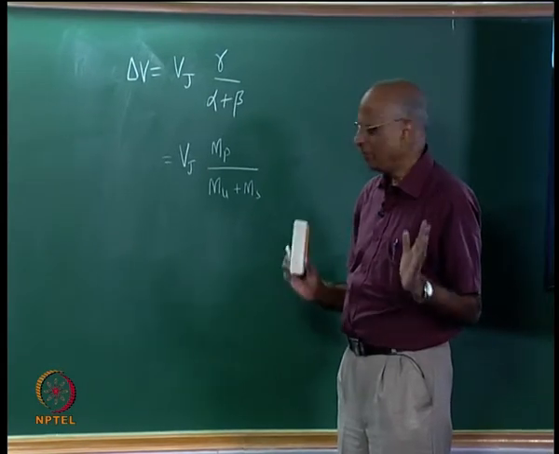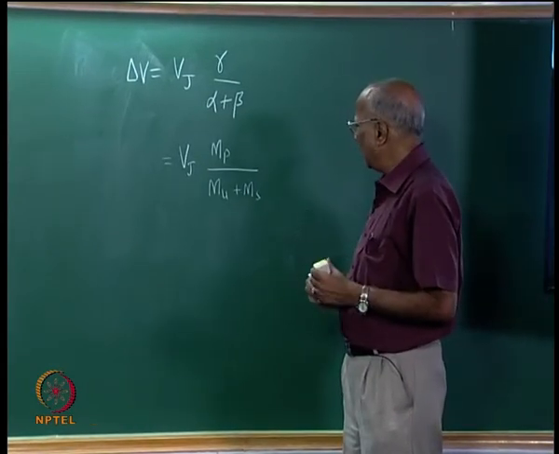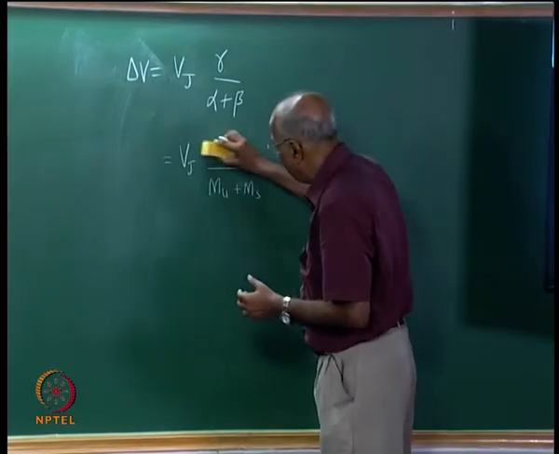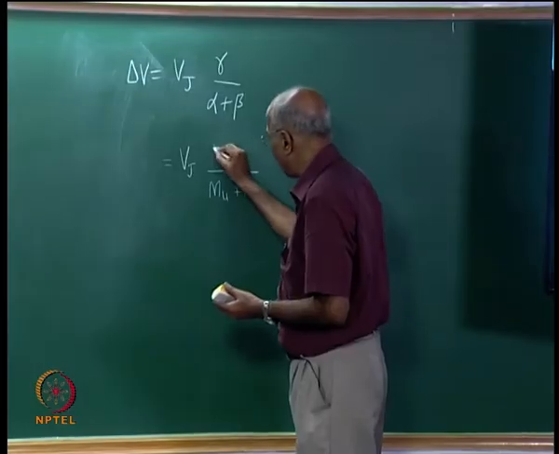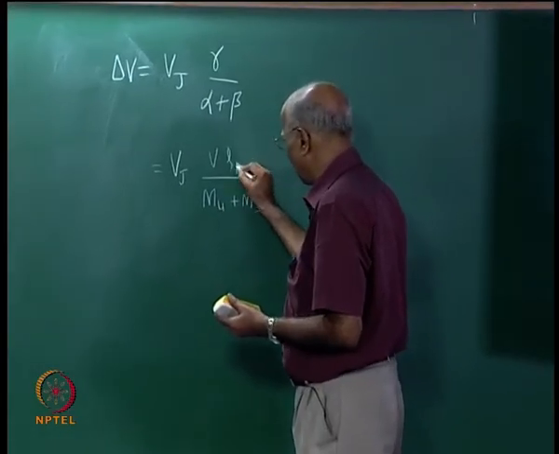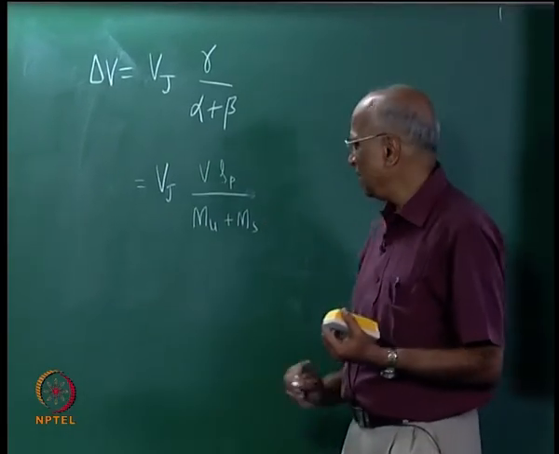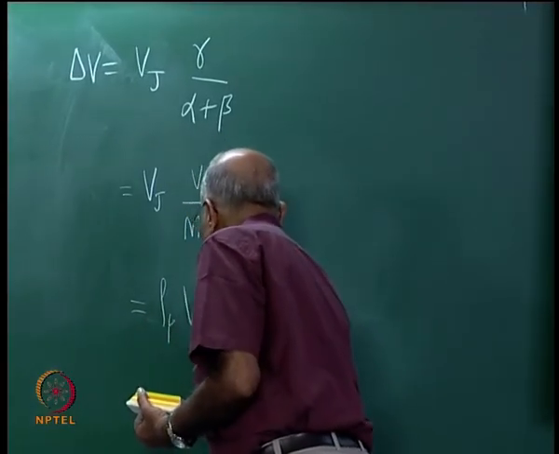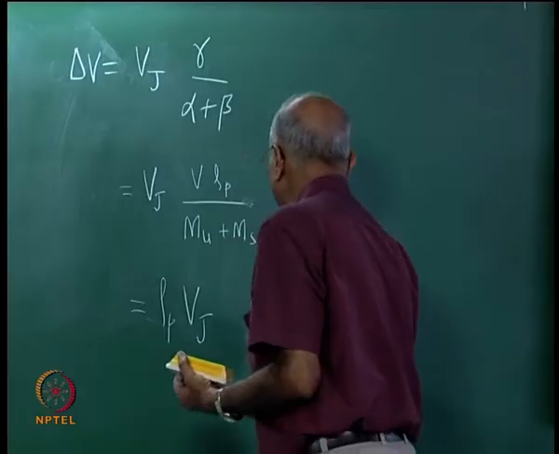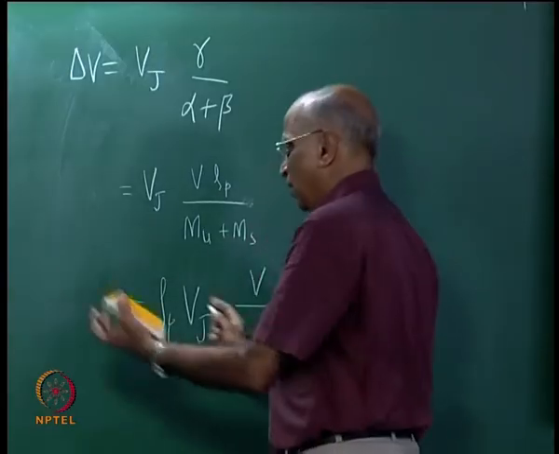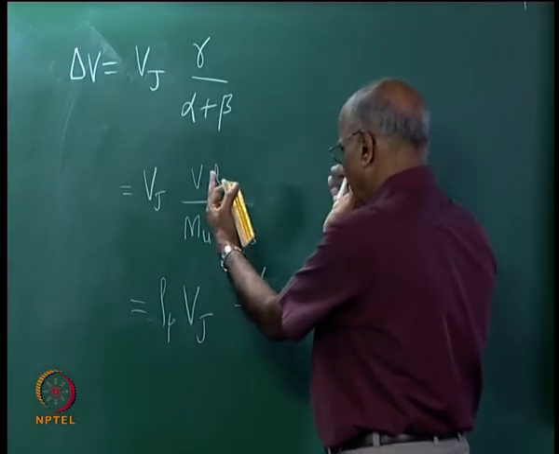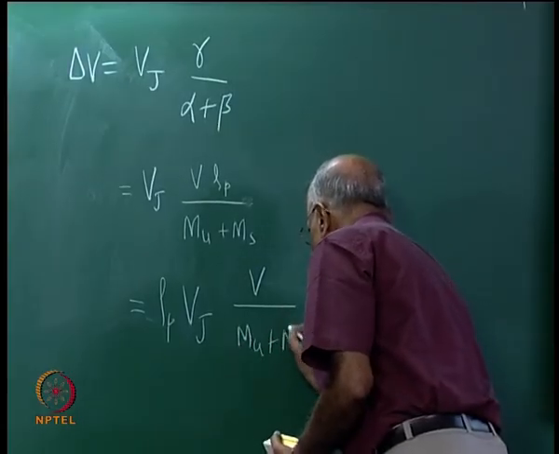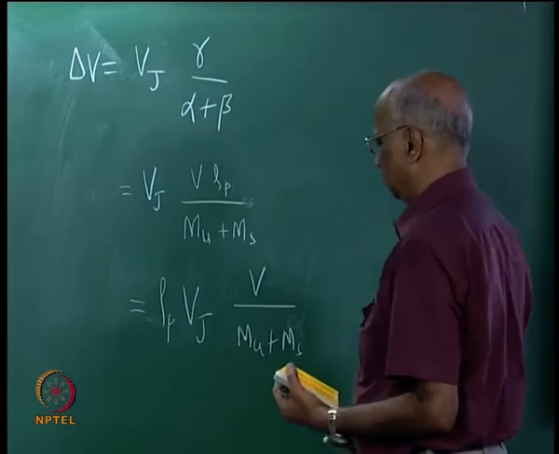Okay? We are just playing with numbers. And what is the mass of the propellant? Mass of the propellant is equal to the volume of the propellant into density of the propellant, and therefore, this becomes equal to density of the propellant into jet velocity into the volume which the propellant occupies divided by mu plus ms over here.